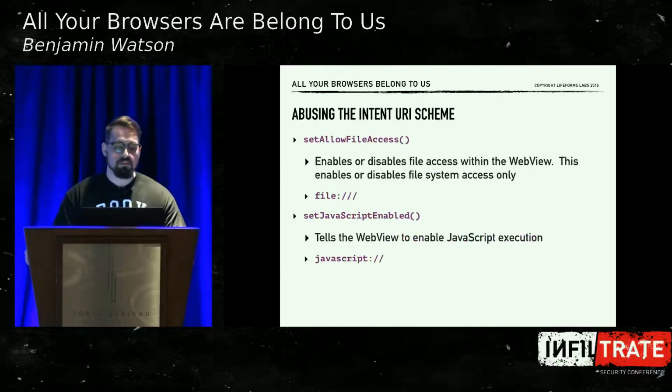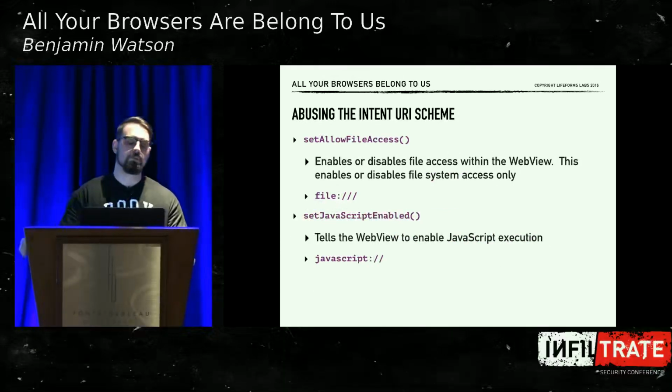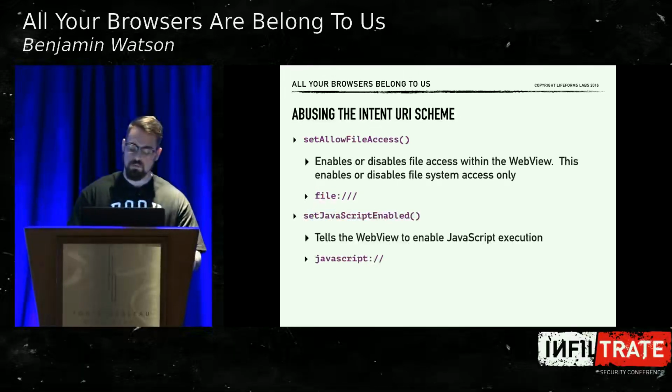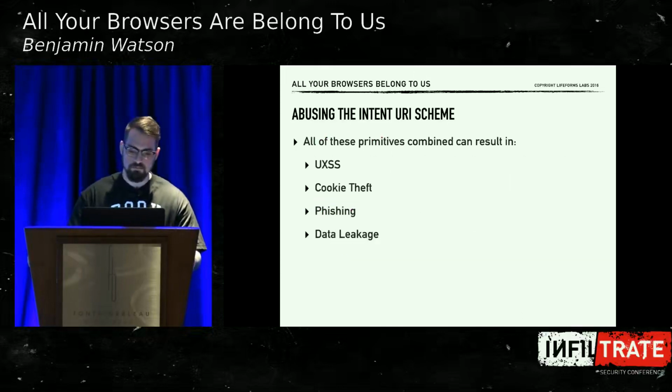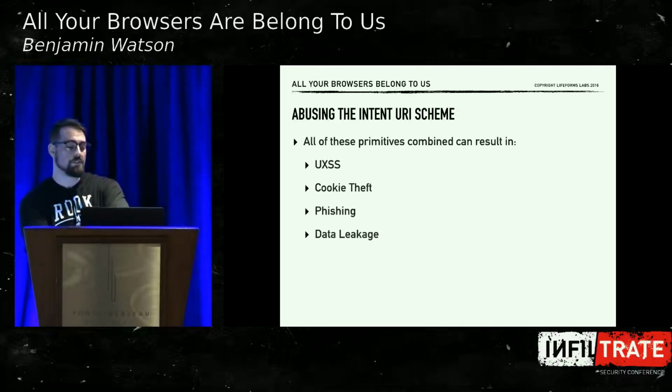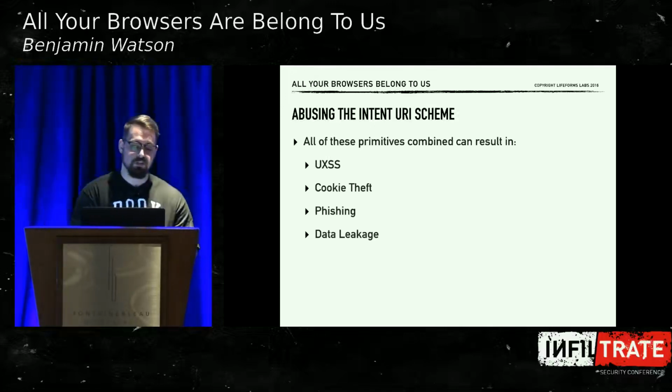So two example methods here: set allow file access and set JavaScript enabled. This is done in the web view settings. Pretty self-explanatory: enable or disable file access, which can be used with the file scheme, and then also enable JavaScript. And I honestly have never seen these primitives line up where JavaScript wasn't enabled on some arbitrary web view. So all these primitives, when combined, can result in universal XSS, cookie theft, phishing, data leakage.